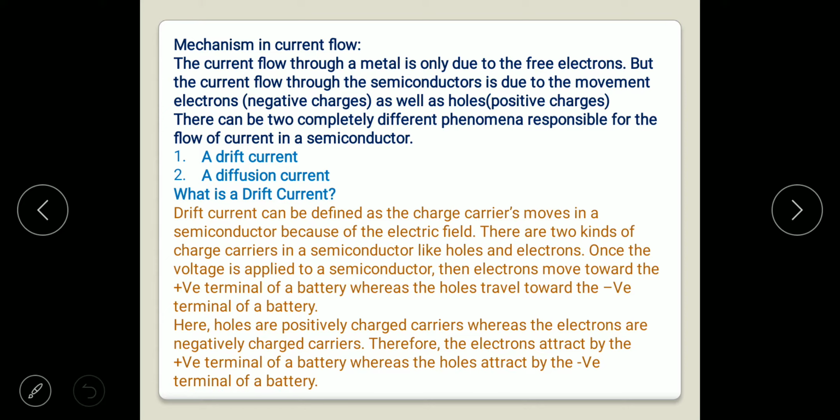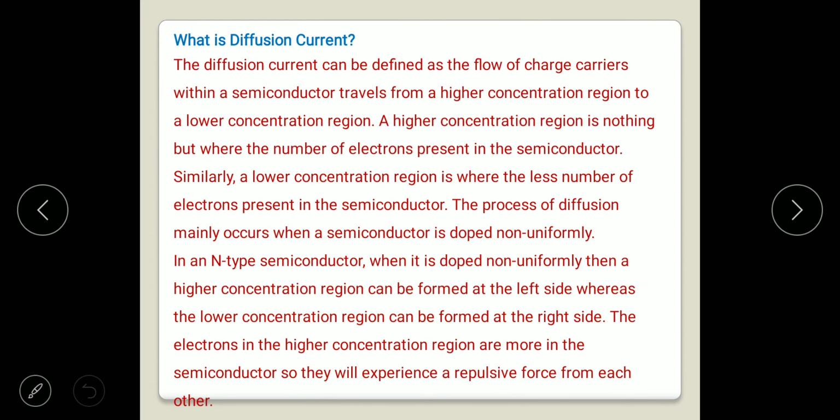So once the voltage is applied to a semiconductor, then the electrons move towards the positive terminal of the battery, whereas the holes travel towards the negative terminal of the battery. Here, holes are positively charged carriers, whereas the electrons are negatively charged carriers. Therefore, the electrons are attracted by the positive terminal of the battery, whereas the holes are attracted by the negative terminal of the battery. So this is nothing but the drift current.